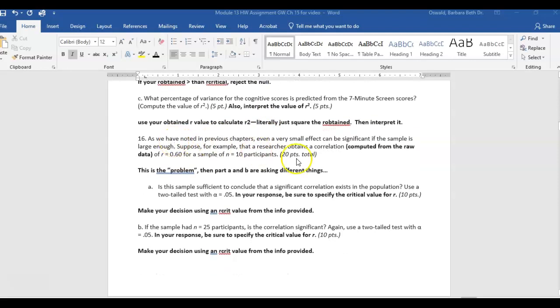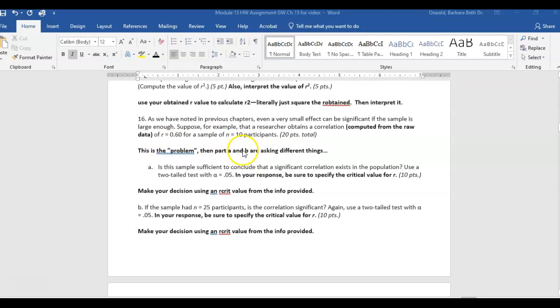Number 16 is giving us a situation, right? Let's say that a researcher already calculated a correlation coefficient. They got R equals 0.60 from a sample with 10 participants. There are 2 parts to this problem. They're asking different things. Part A is asking if n equal 10 is a sufficient sample size to conclude that there's a significant correlation.